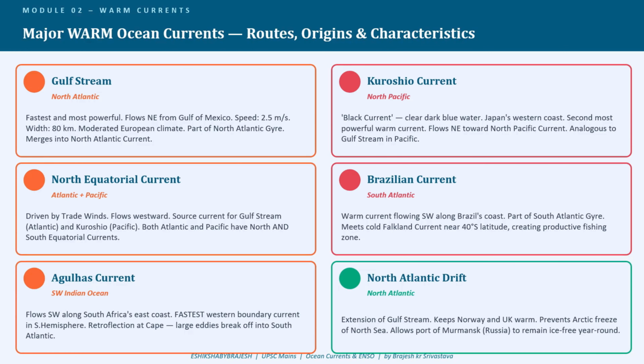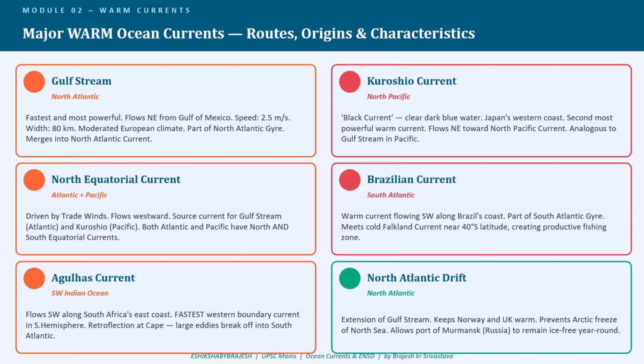Warm ocean currents. They carry warm equatorial water toward the poles, warming the coasts they flow past and bringing moisture and rainfall. The Gulf Stream is the most famous ocean current in the world. It originates in the Gulf of Mexico, flows northeastward along the eastern coast of the United States, and then swings across the Atlantic toward Europe.